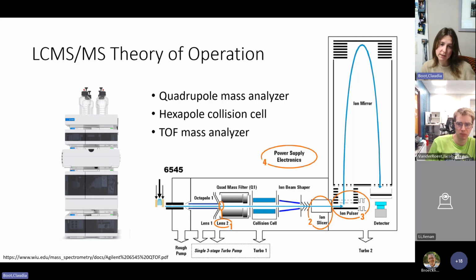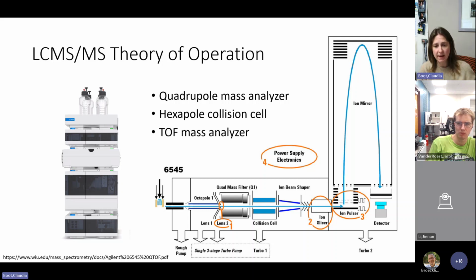Some really updated features of this system is a wide bore lens 2 that keeps the optics really clean, so that it increases sensitivity because things tend to stay cleaner with that wider bore lens.